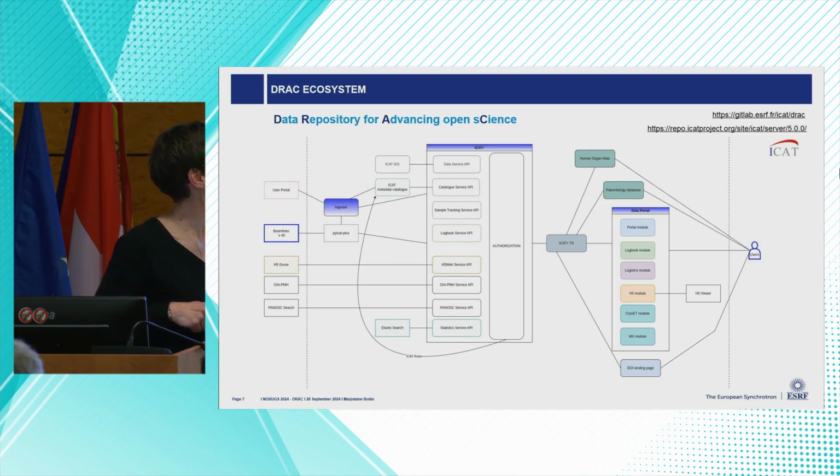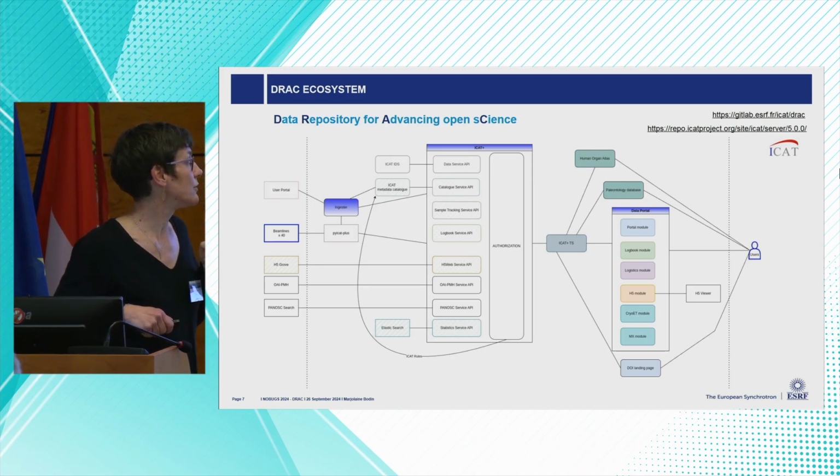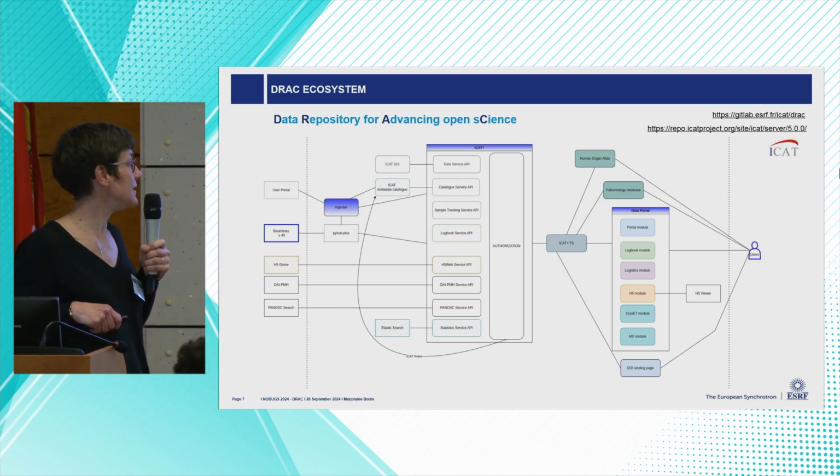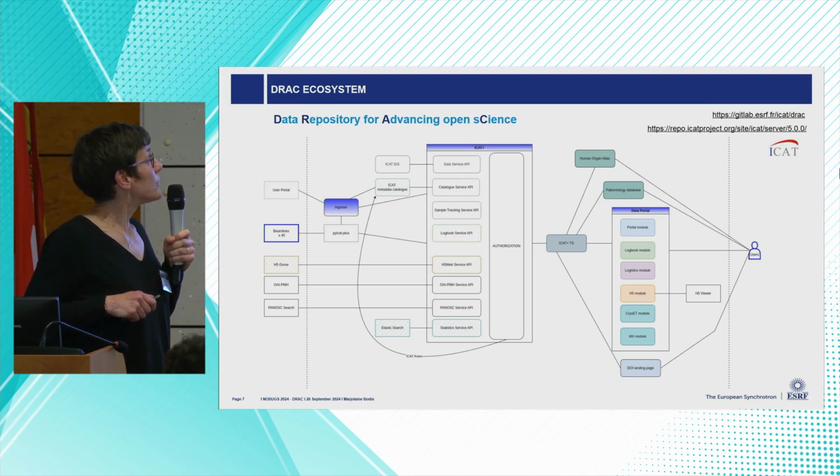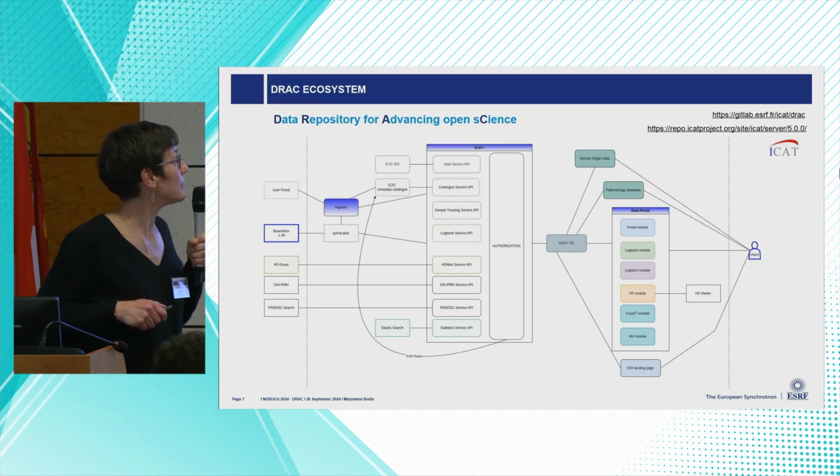So one module for the portal, the core module for the portal itself, and dedicated module for the logbook, sample tracking, and the specialized module for the data display like CryoET or MX. Process data are also available through two dedicated portals, the Human Organ Atlas and the Paleontology database.